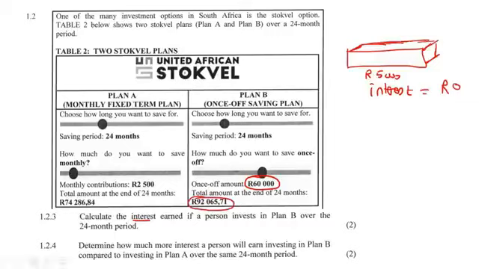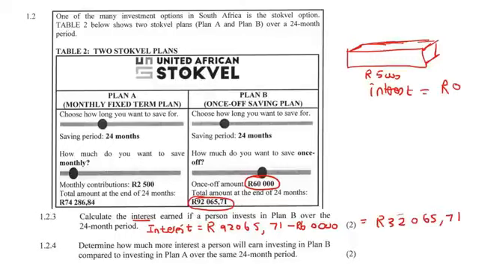Do you think you know how we could work out the reward or the interest? Well, the interest would be you just subtract those two numbers. So it's 92,065.71 minus 60,000 rand. And that would give us 32,065.71. So that is the reward or the bonus that this person earned over 2 years.